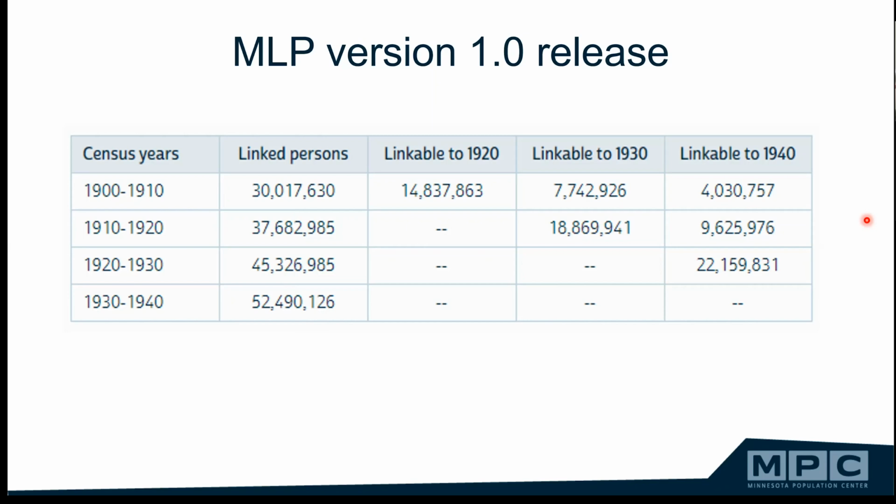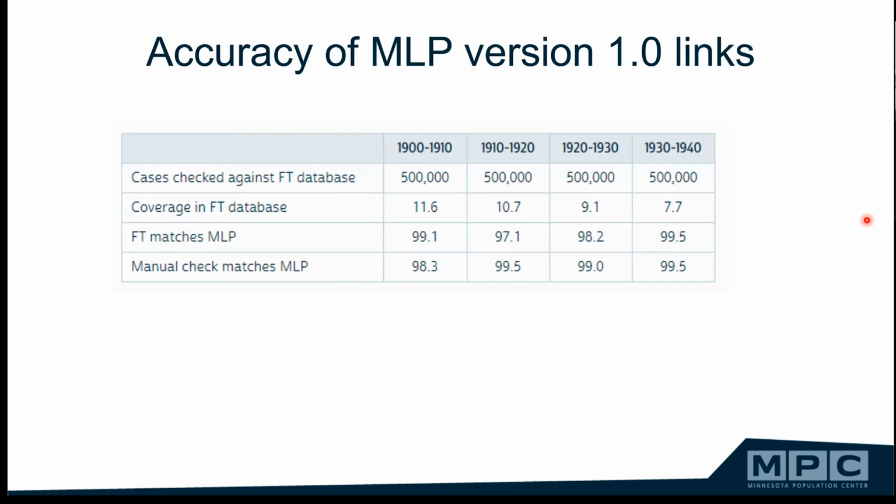So through our collaboration with Joe Price at Brigham Young, we have been able to check our linking performance, kind of out of sample checks. So they have access to FamilySearch. I don't know why it says FT, it says FS. I'm sure it's my mistake. It should say FamilySearch database. So what we've done is that we've randomly drawn 500,000 links from each respective crosswalk, and we have checked them against the FamilySearch database.